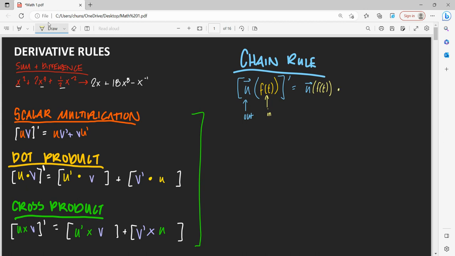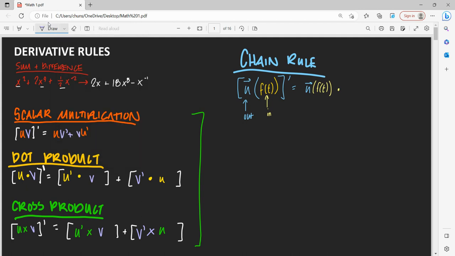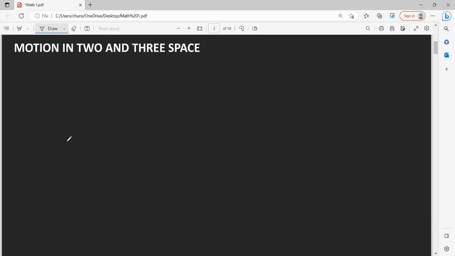And then that's times our derivative of the inside function. Right, so it is a little different than what we're used to, but again, simple stuff, not too hard. Okay, so now we're going to talk about motion in 2 and 3 space, now that we have a little bit of a warm-up.